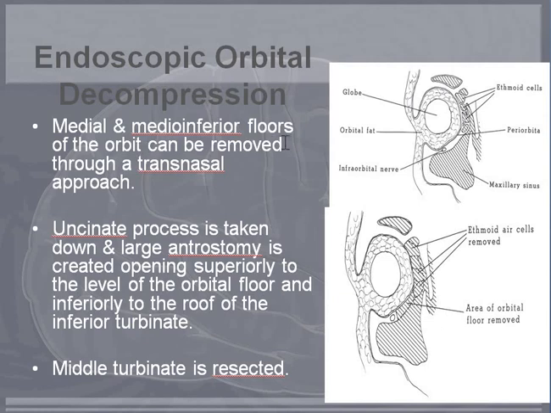The medial and the medio-inferior floors of the orbit can be removed through a transnasal approach. So the uncinate process is taken down and a large antrostomy is created, opening superiorly to the level of the orbital floor and inferiorly to the floor of the inferior turbinate. The middle turbinate is resected, so the middle turbinate is removed.